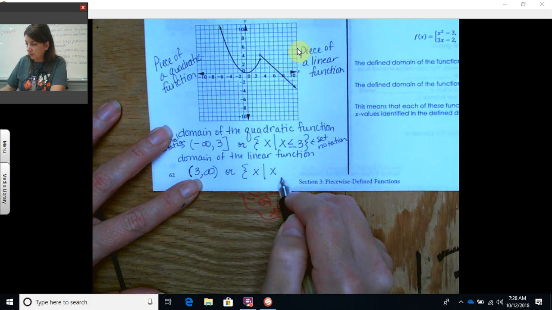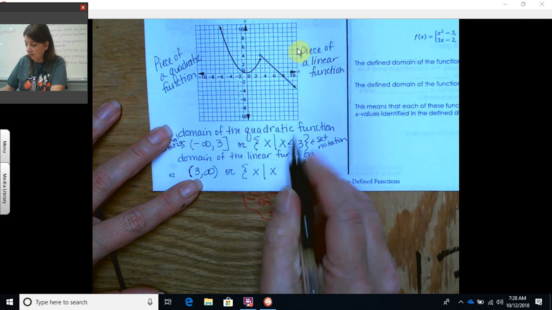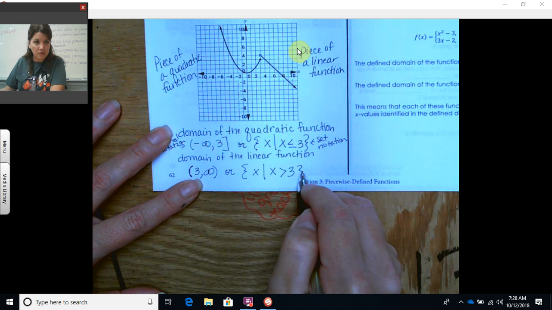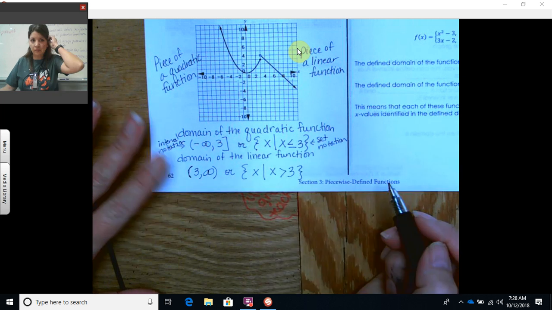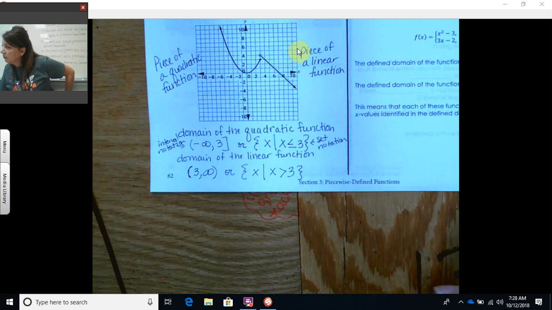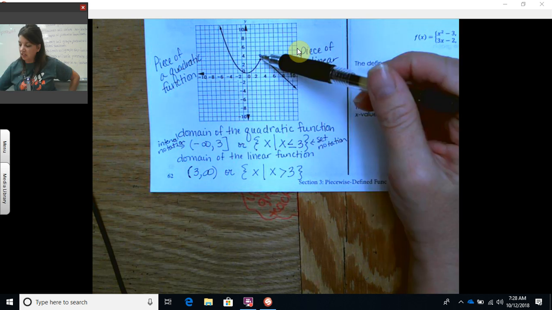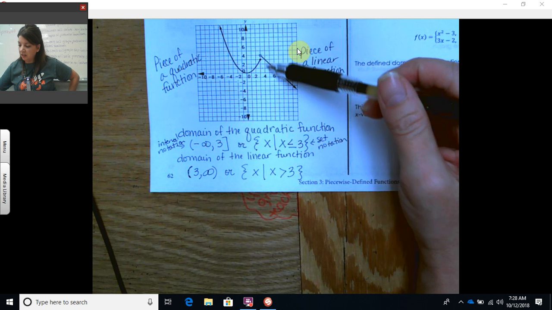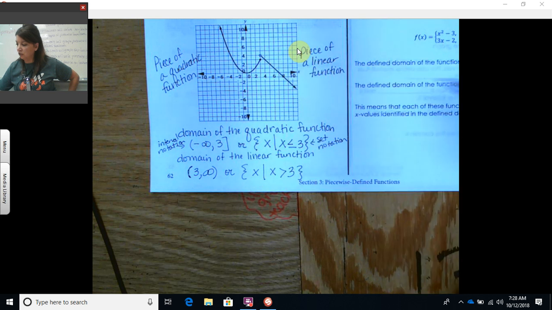Less than, greater than, less than or equal to, greater than or equal to, what do we got? Greater than 3. And we don't say "or equal to" because it's an open circle. Got it? So our linear function starts at 3, and as it goes to the right, the direction the arrow is pointing, your x values are getting larger and larger and larger, right? So all of your x values are larger than 3. Everybody cool with that?